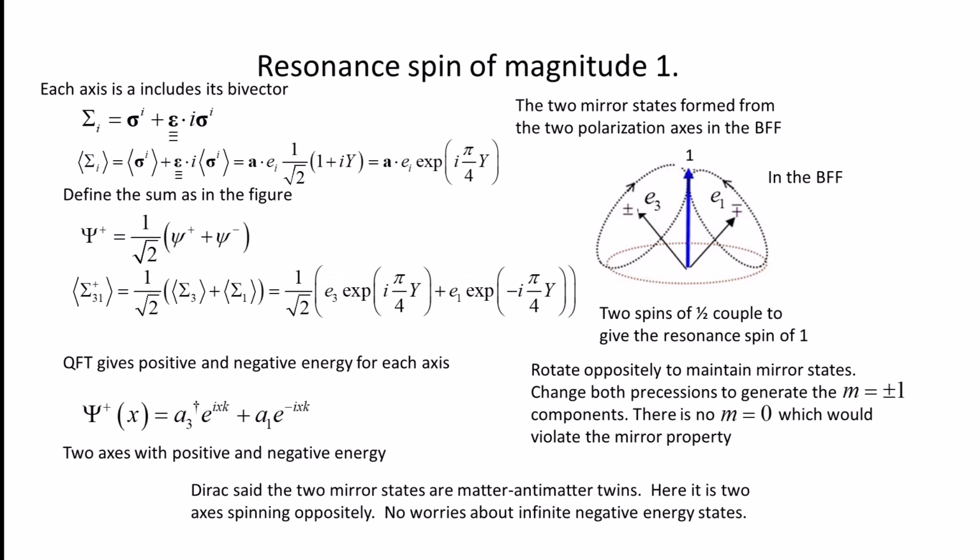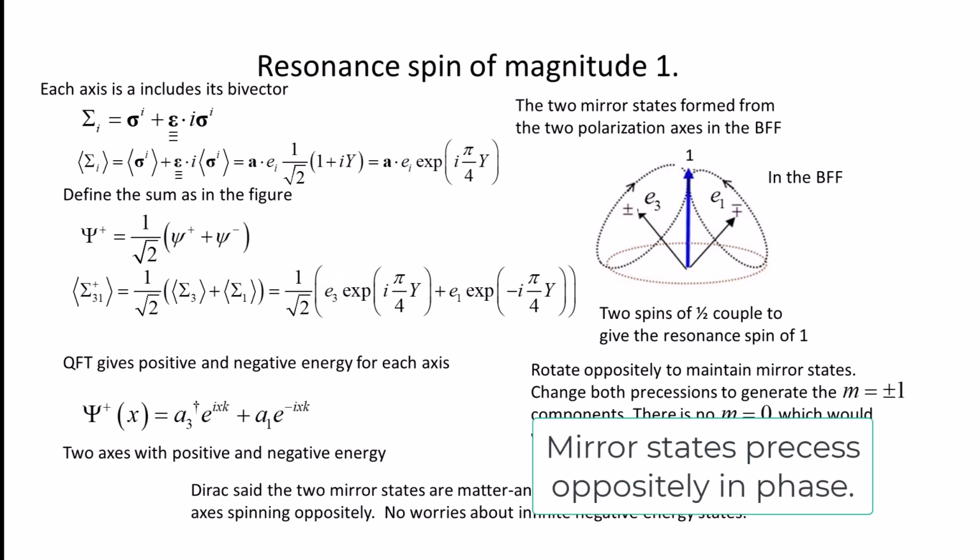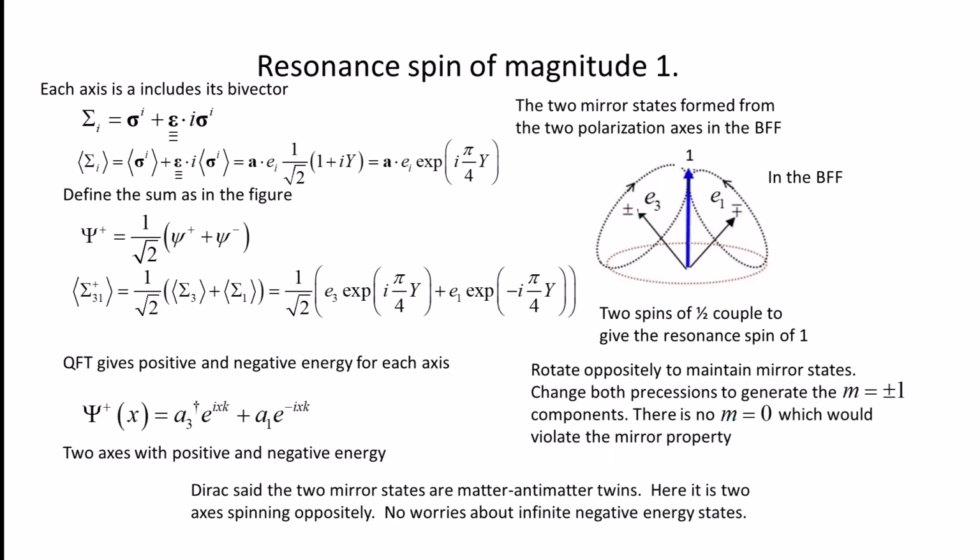Here I want to point out that the mirror states precess oppositely, and they are in phase, dictated by their mirror symmetry. In the quantum field theory treatment, which follows from the Dirac-Seev electron model, we get two equal but opposite energies. Again, following Dirac, these are treated as the matter-antimatter twins, so there is still a problem with the negative energy of the second term.